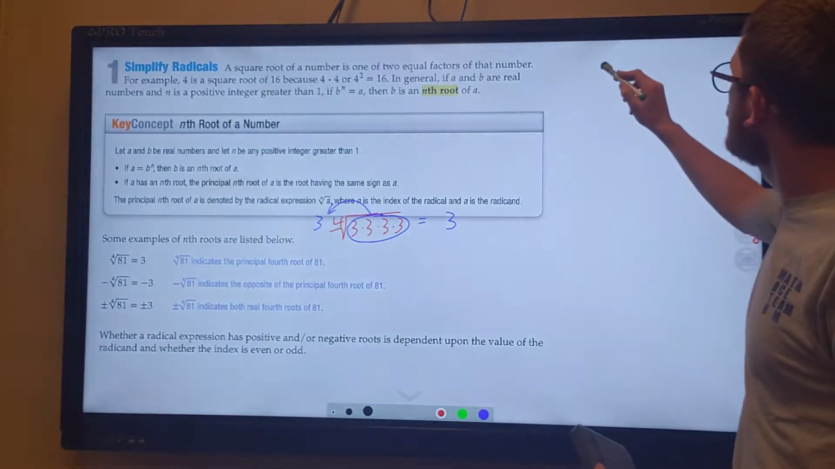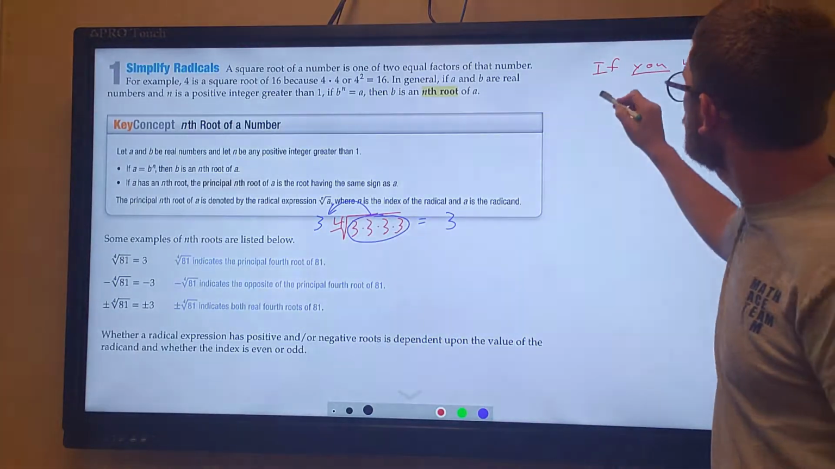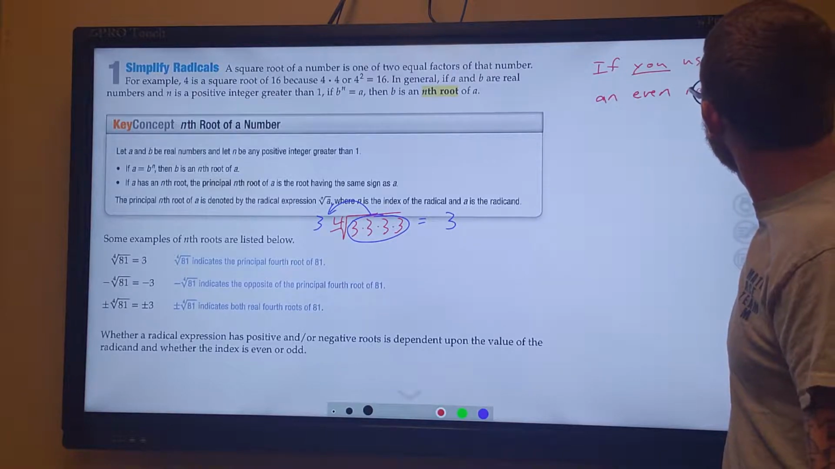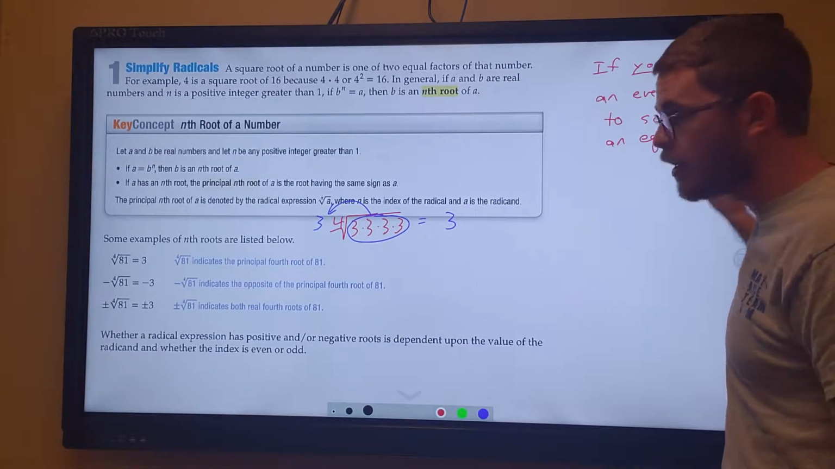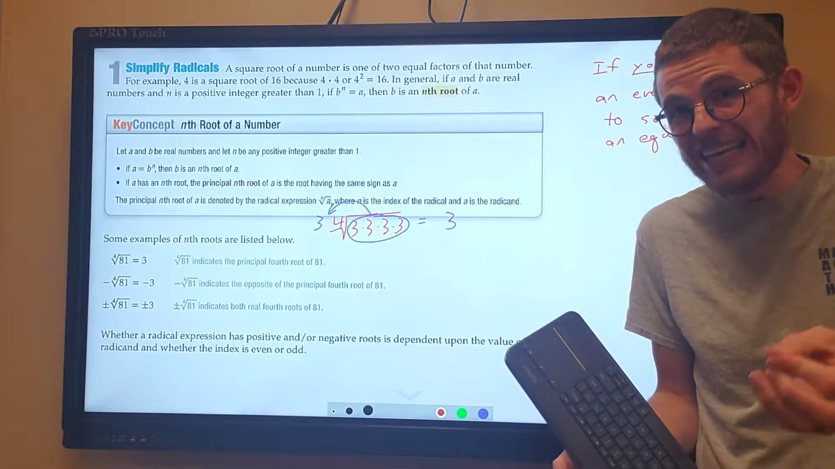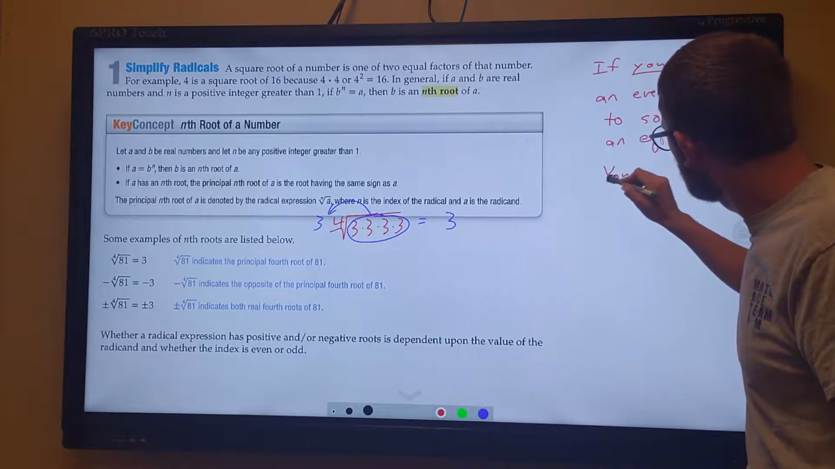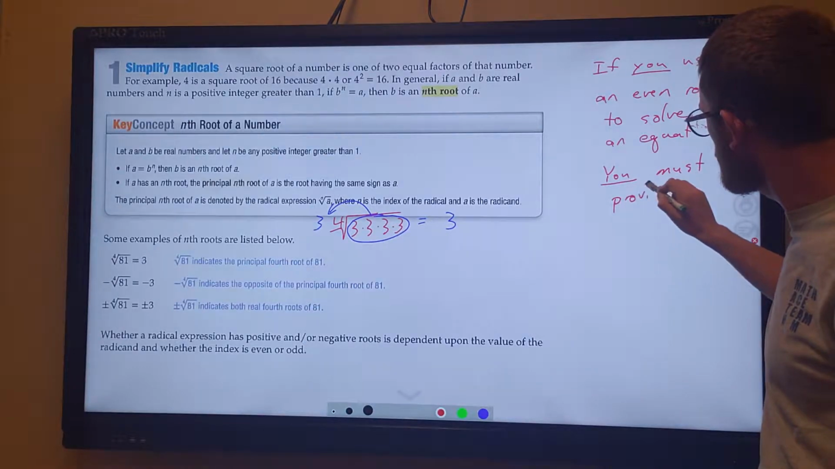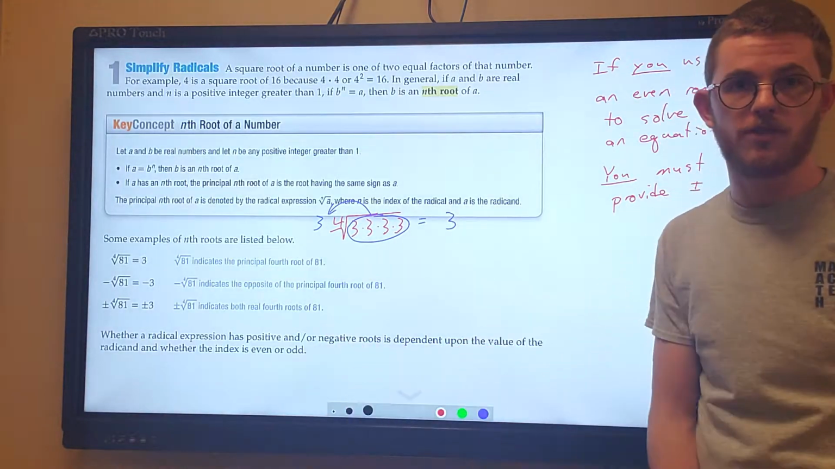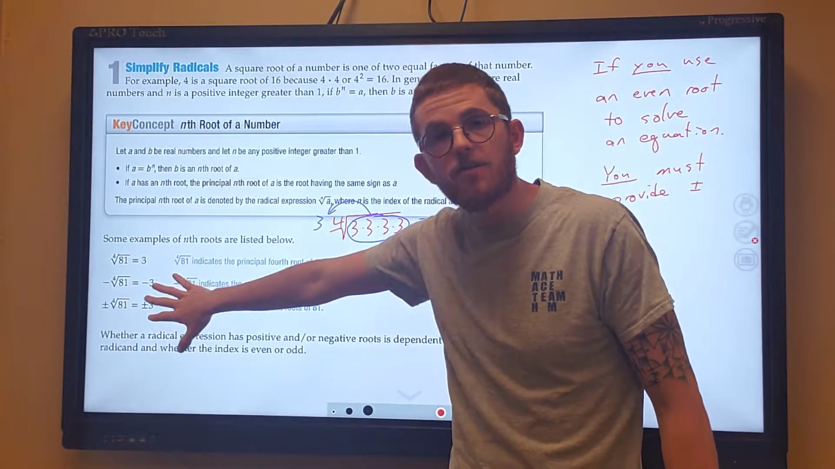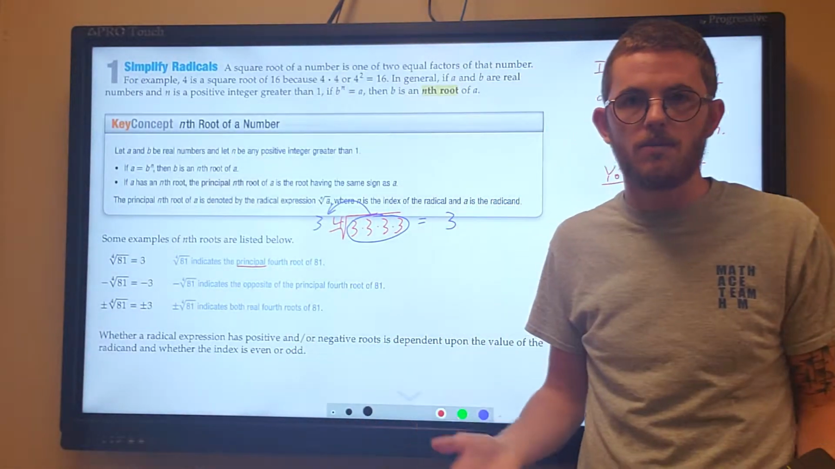So the difference is if you choose to use an even root to solve something like an equation, where like in that completing the square problem, we took the square root of both sides. That was an even root. If you choose to use an even root to solve an equation, then you must provide both positive and negative. We have to account for all of the possibilities because we're trying to find all the solutions to that equation. So we have to account for everything. If it's provided for us, we do what they want. If it's understood to be positive, we call that the principal root, and that's a lot of times what we see.